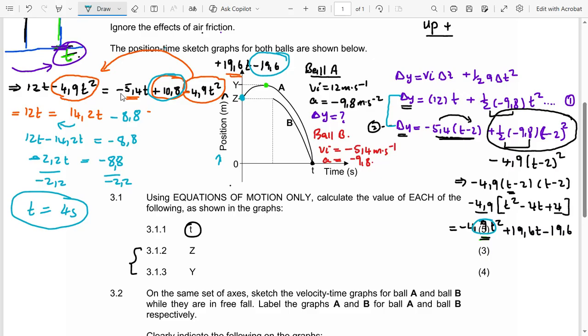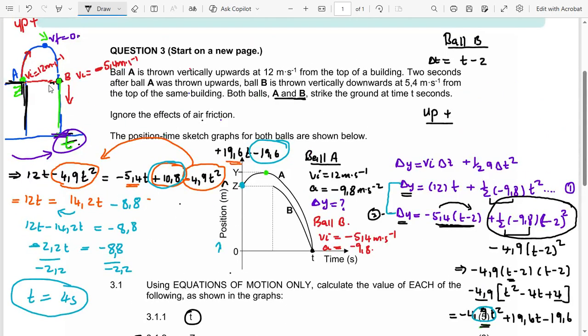If we are looking for the height of the building, I know the formula that I need to use because I'm looking for delta y. I can consider ball A, or you can also look at ball B. It's up to you. Let me just look at ball B now, because even if I look at ball A, we're still going to get the same answer. But it's easy for me to find the height from that point to that point.